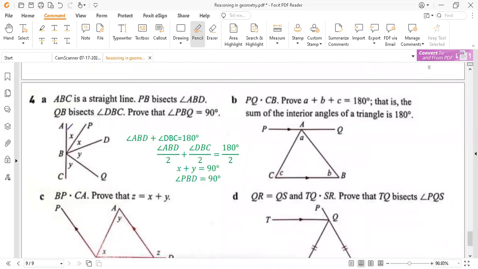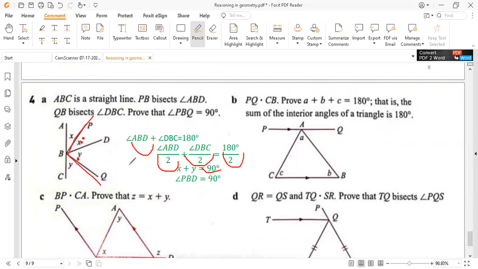For example, we have 2x plus 2y equal to 180 degrees. Also we can find that this angle, if we divide it by 2, equal x. And this angle, if we divide it by 2, equal to y. And 180 divided by 2 equal to 90, so normally x plus y equal to 90. So this angle equal to 90.